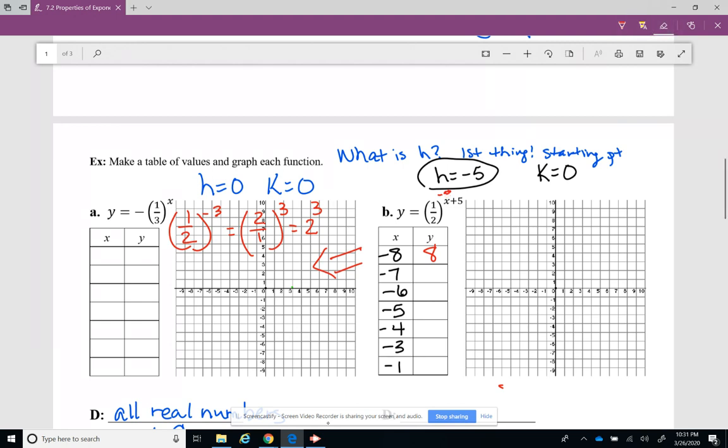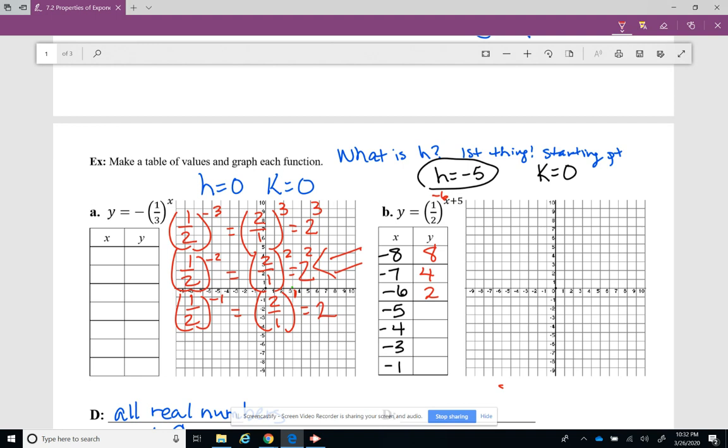All right, next number, negative 7. Negative 7 plus 5 is negative 2. So I'm going to take the 1/2 to the negative 2. I'm going to flip it and do 2 over 1, and that changes my negative 2 to a positive 2. So that's 2 squared. 2 squared is 4. All right, negative 6. Negative 6 plus 5 is negative 1. So 1/2 to the negative 1. I'm going to flip it, do 2 over 1, and my negative 1 changes to a 1. And so that's just going to be 2.